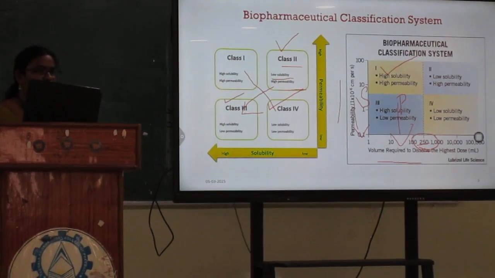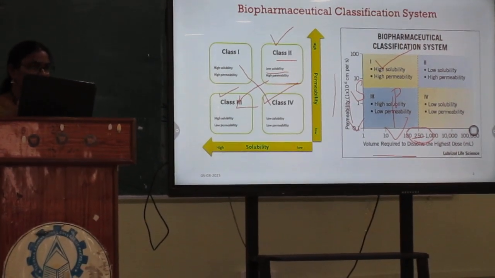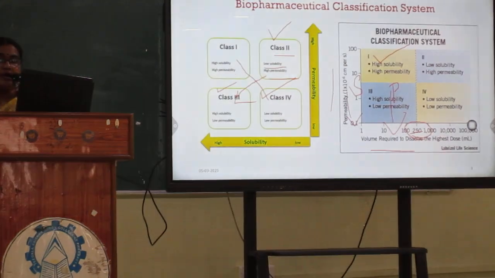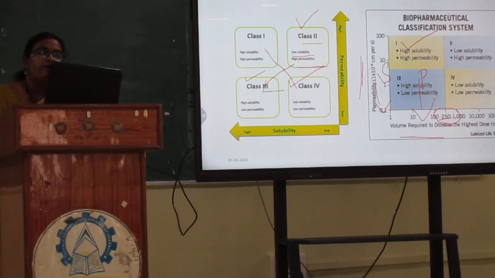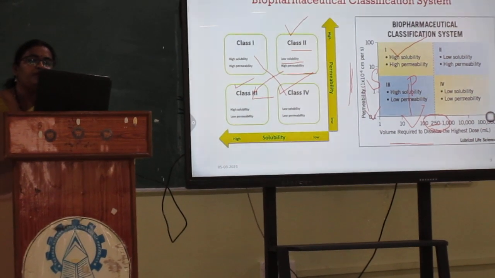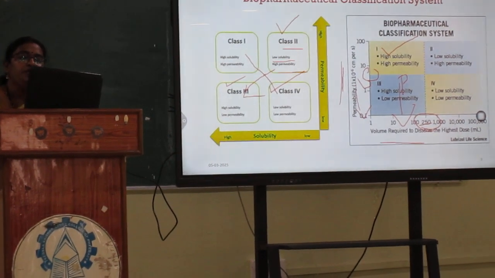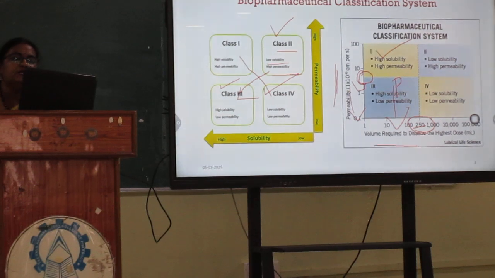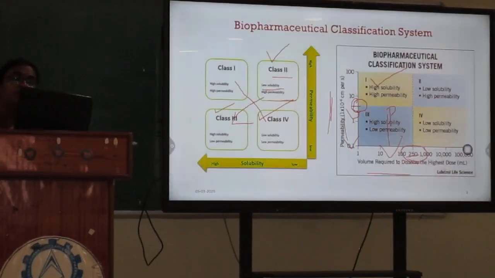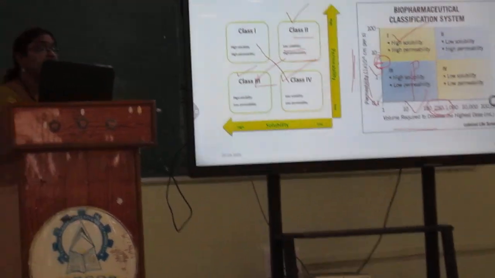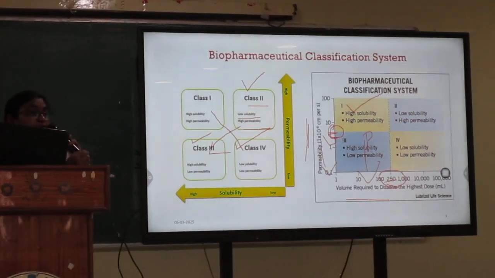soluble. Freely soluble. And at the same time, if your permeability is 10 to the power of minus, here between 1 to 10, here you can see 10 to the power of 5, then we call you freely permeable.